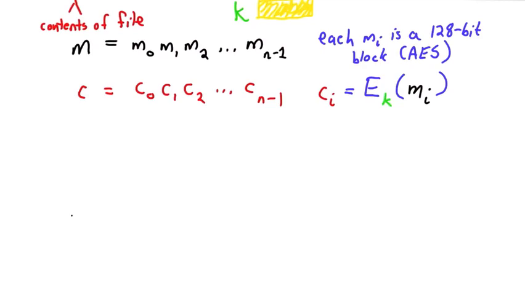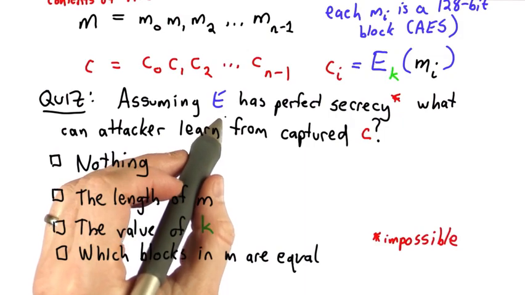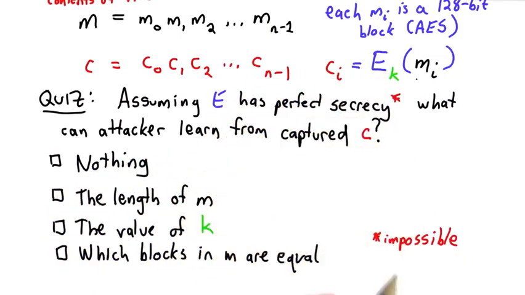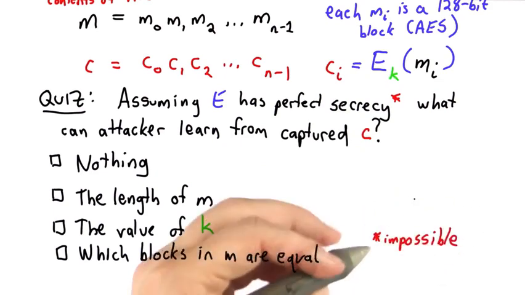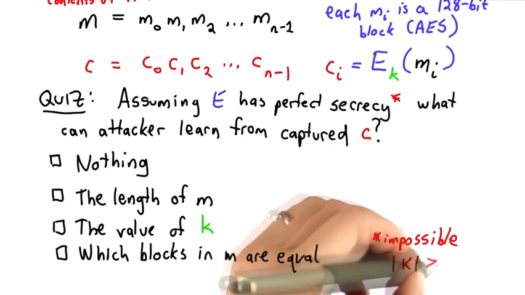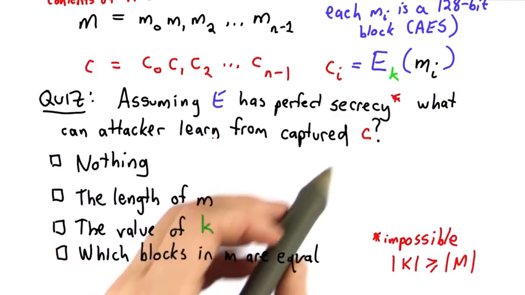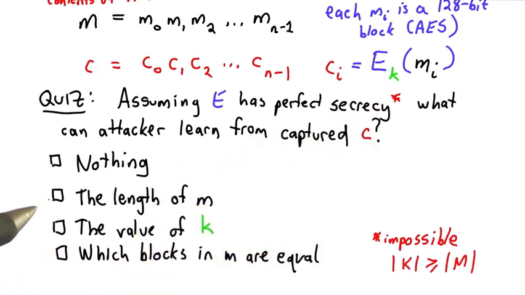So how well does this work? Let's try a quiz. So the question is, assuming that E has perfect secrecy, we know this is not true because we're reusing the key to encrypt multiple messages, and Claude Shannon showed that this would only be possible in the case where the number of possible keys must exceed or be equal to the number of possible messages, and that's not the case here. But let's assume that for now. What can an attacker learn if they capture the laptop and acquire C? Check all the choices that are true. The choices are nothing, the length of M, the value of K, which blocks in M are equal.